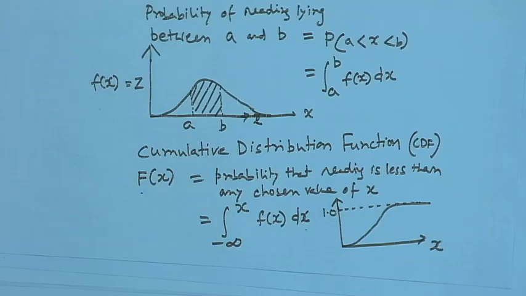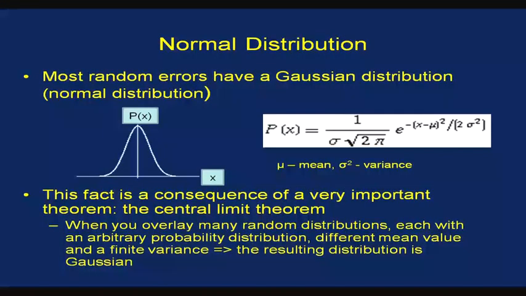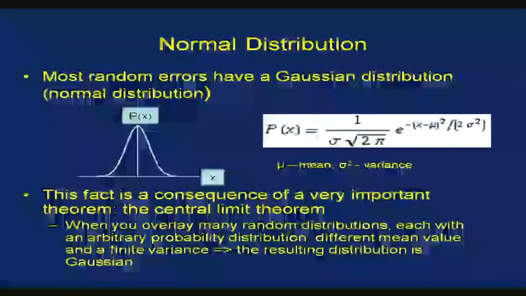Now, most random errors have a Gaussian distribution or normal distribution. This normal distribution or Gaussian distribution is one of the most useful density functions. There are other probability density functions as well. In fact, there are many, but the normal distribution function or the Gaussian distribution function is one of the most useful probability density functions.